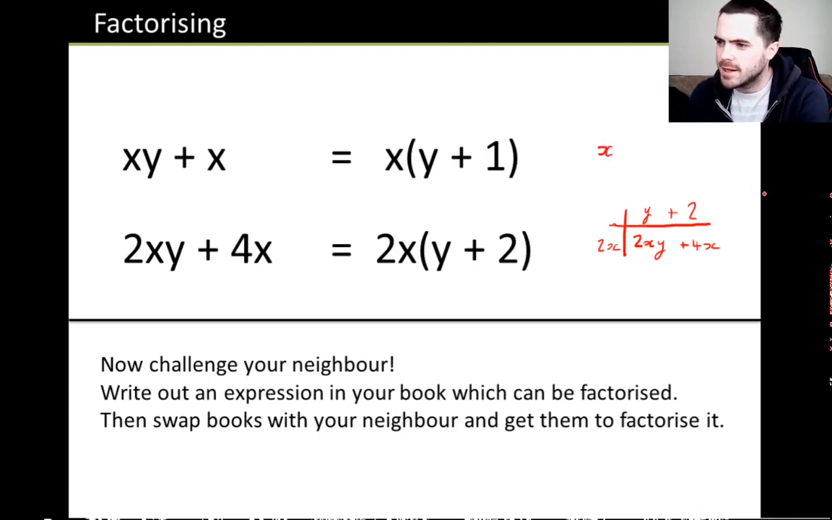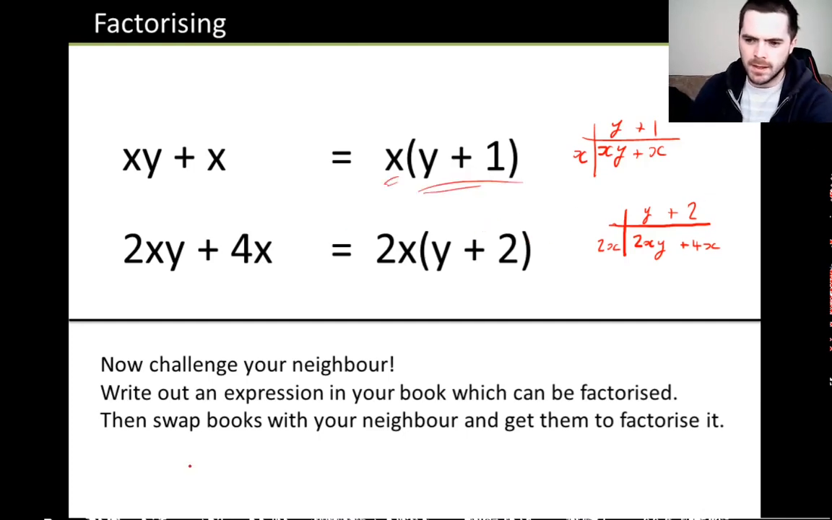We know that the thing we want to factorise, so thinking about it in reverse, is xy plus x. In both of them, we can see the x, so we know that that is the common factor. Finally, we start to say, right, x times by what would give me xy, that's just a y. x times by what would give me x, and that's 1. x is one factor, y plus 1 is the second factor.